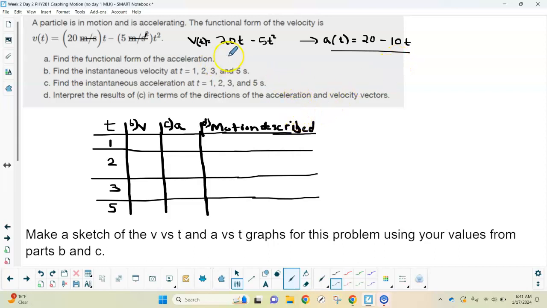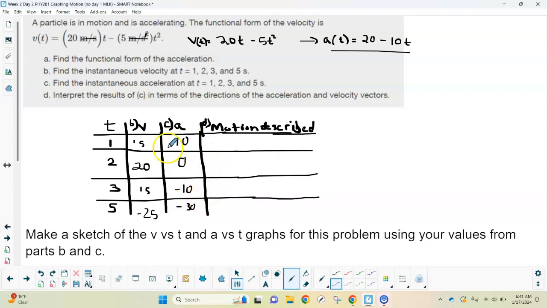So plugging in 1, 2, 3, and 5 into here, you'll get these values. So you get 15, 20, 15, and negative 25 is the last one. So if you evaluate those properly, that's what you should get. If you plug in 1, 2, 3, and 5 here for these values, you get 10, and then 0, and then negative 10, and negative 30.